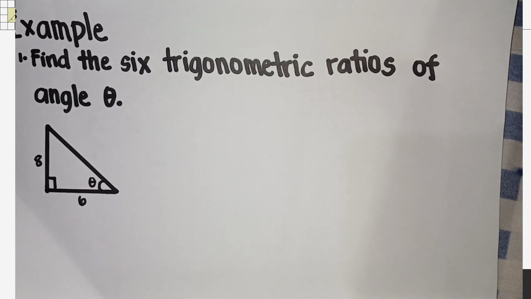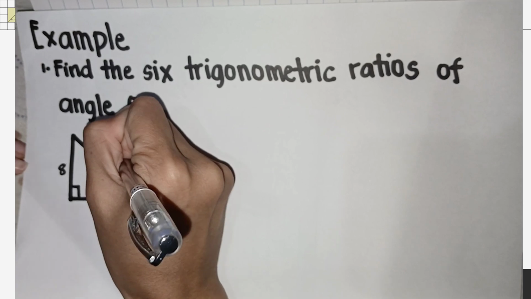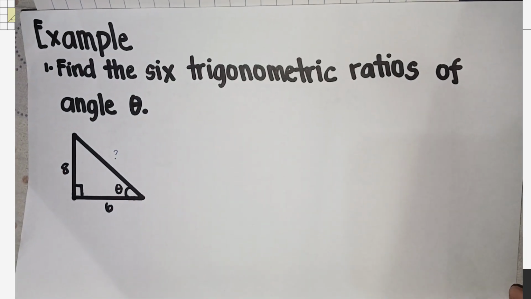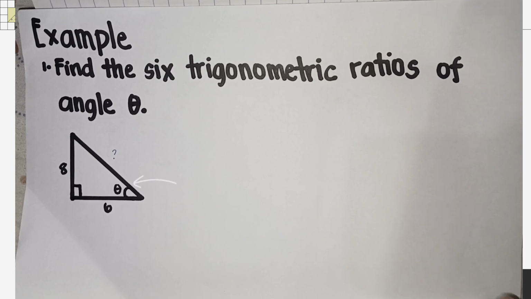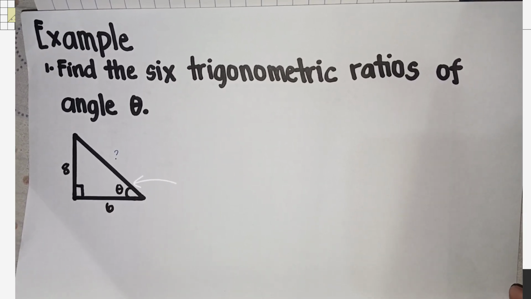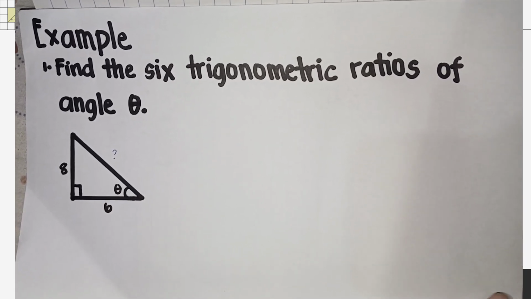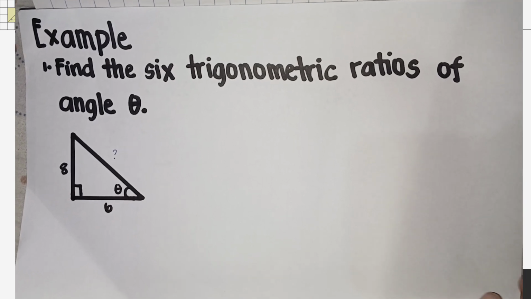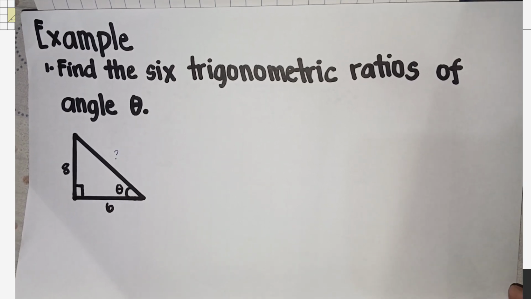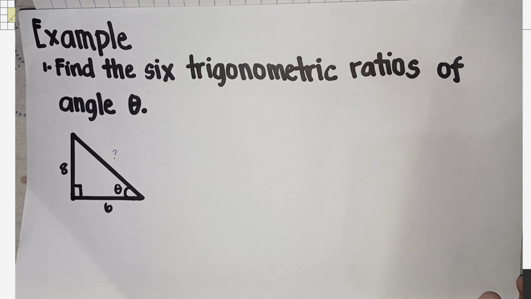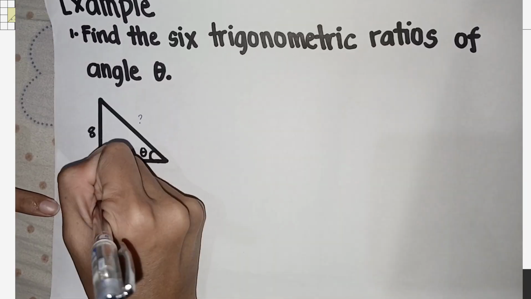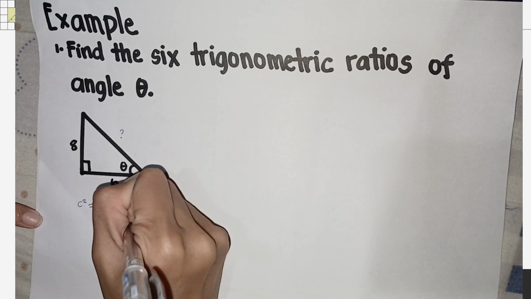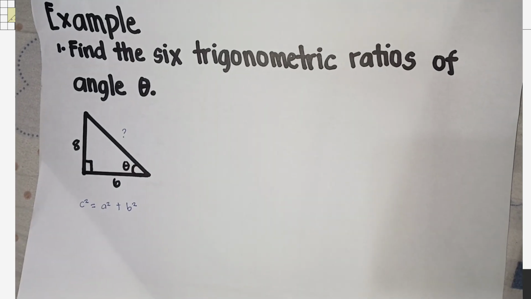So, let's have example number 1. Find the 6 trigonometric ratios of angle theta. Here is our angle theta. As you can see, the given right triangle has one missing part. To get the hypotenuse of our right triangle, we can use the Pythagorean theorem. c squared is equal to a squared plus b squared. So RC is the unknown.